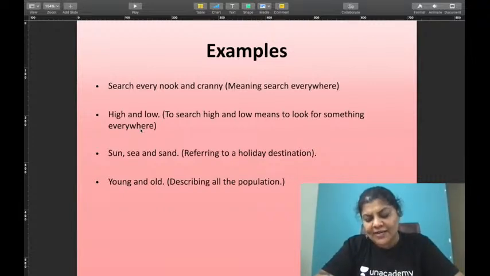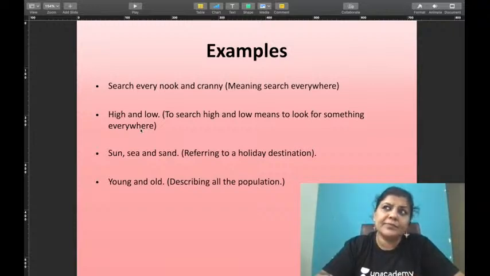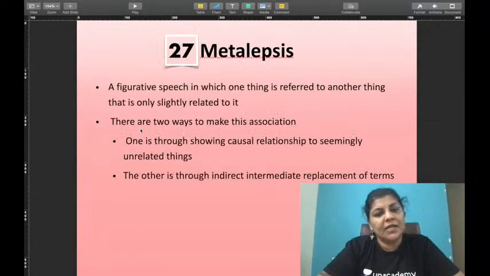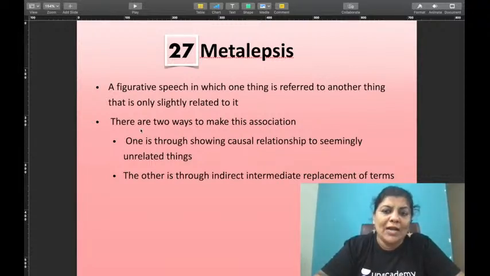Metonymy is when a related word is used. Instead of king, you say crown. Instead of author, you say pen. Instead of doctor, you can say stethoscope. Instead of car, you say wheels. All this is metonymy. But whenever part stands for whole and whole stands for part, that is synecdoche. Synecdoche is a kind of metonymy. Clear? Now, metalepsis. A figure of speech in which one thing is referred to another that is only slightly related to it.